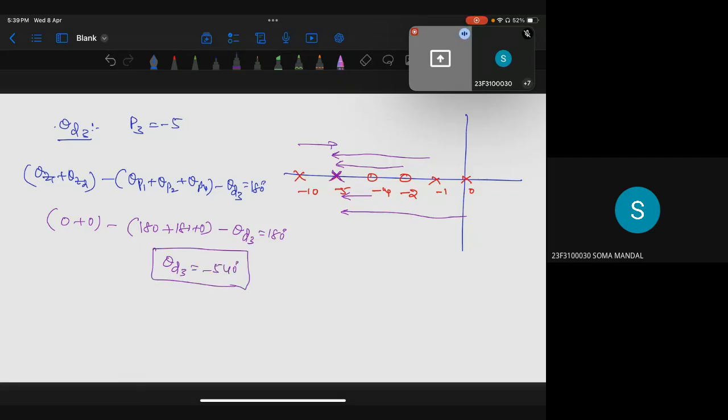Minus 540 means what? 90, minus 90, minus 180, minus 270, minus 360. How much will this be? Again, sir, one more round. Theta Z1 plus theta Z2 is 0, 0. Theta Z1 and theta Z2.